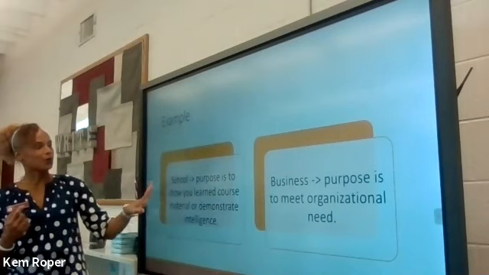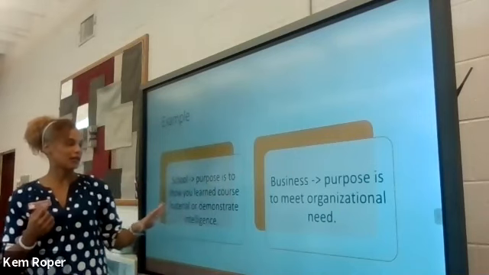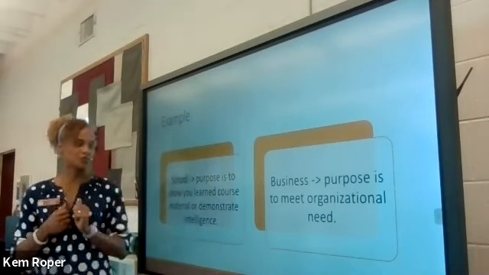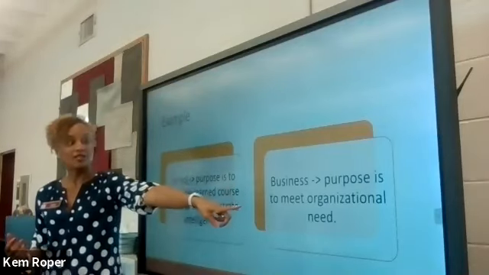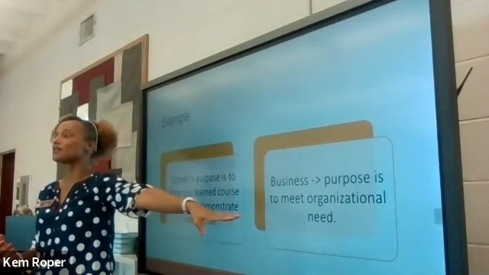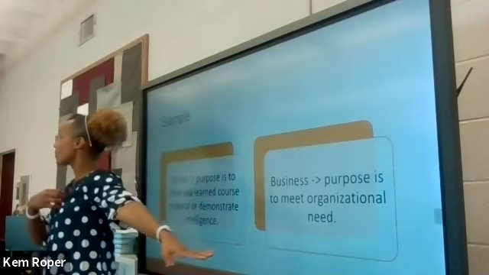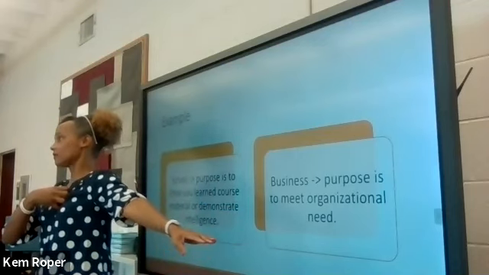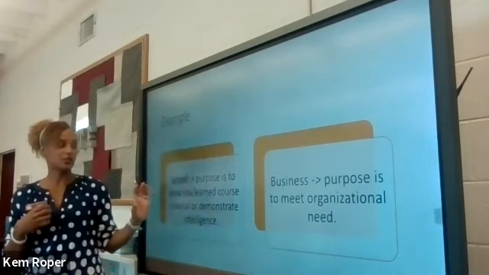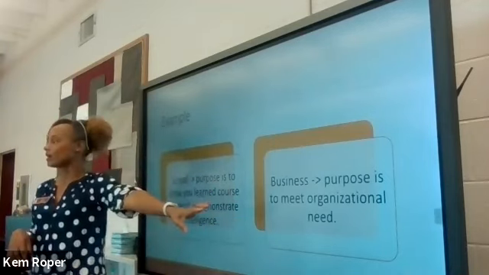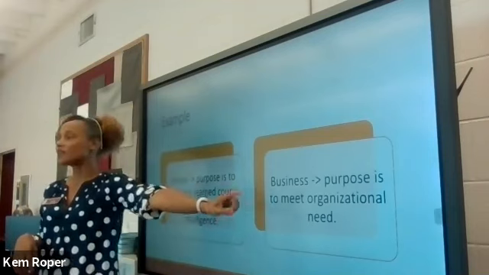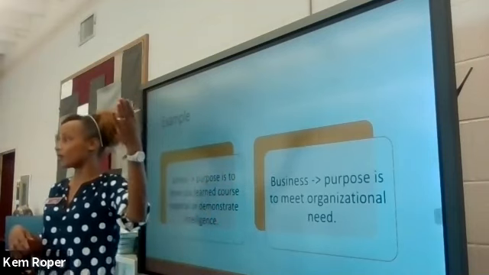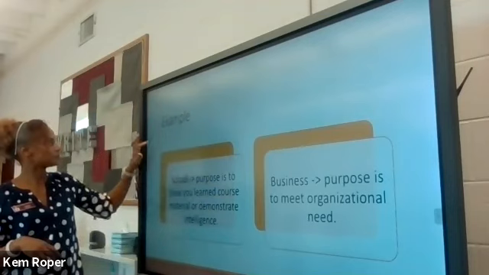So, for example, the purpose of school writing is to show you've learned course material or demonstrate intelligence. The purpose for business writing is to meet the organizational need or the personally professional need. Okay, so you're not just demonstrating knowledge when you're writing in a business setting or professional setting. There is a specific need: request, inform, persuade, and build goodwill.